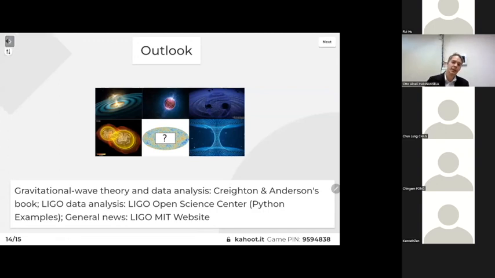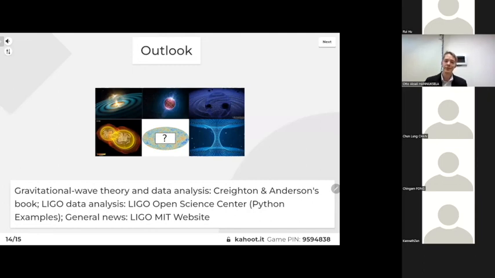For those who might be interested in some of the theory aspects, you can look into Creighton and Anderson's book on gravitational wave astronomy and data analysis. If you're more interested in the data analysis aspects, so how do you actually dig out information from gravitational waves, you can look into the LIGO Open Science Center. There are some Python code examples of how to actually look for gravitational waves in data. And if you're interested in more general news, one of the places you can look is the MIT LIGO Labs website. There's a lot of recent news out there.